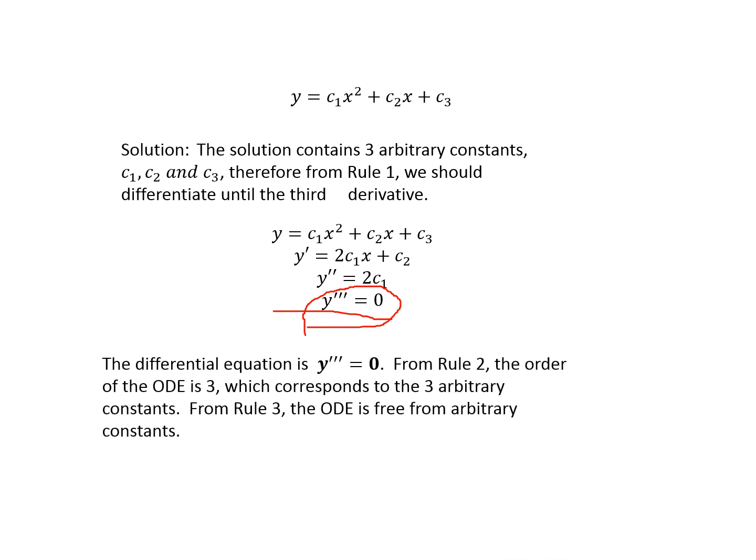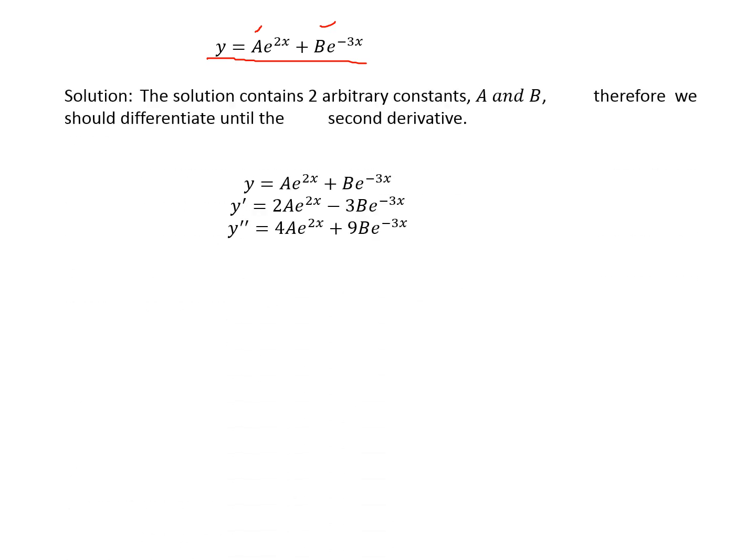Okay, next we have another: y = a e^(2x) + b e^(-3x). How many arbitrary constants are there? There are 1 and 2. So that means you are going to differentiate it twice, and the equivalent differential equation must be second order. Get the first derivative: y prime is 2a e^(2x) - 3b e^(-3x), and the next derivative is 4a e^(2x) + 9b e^(-3x).